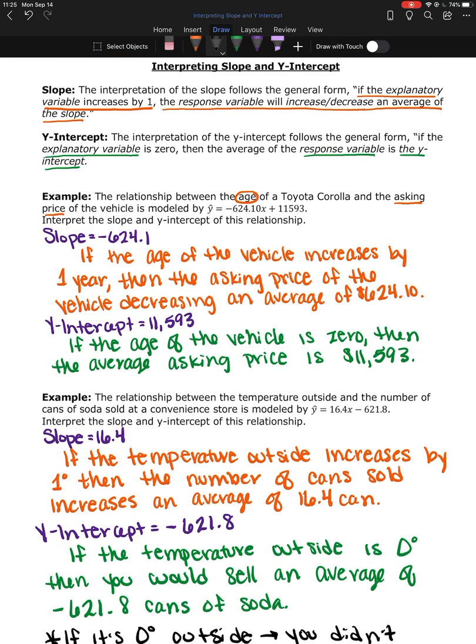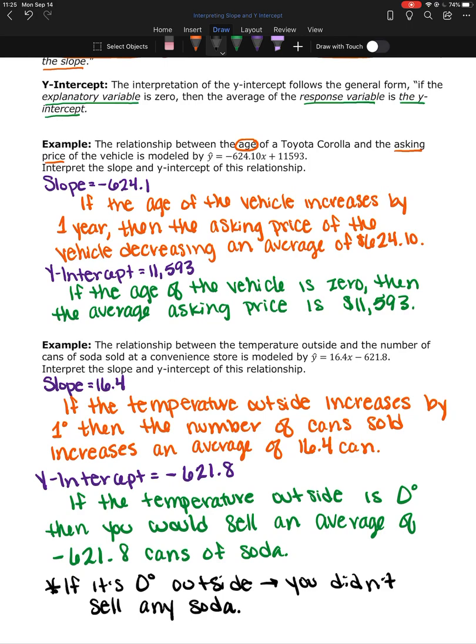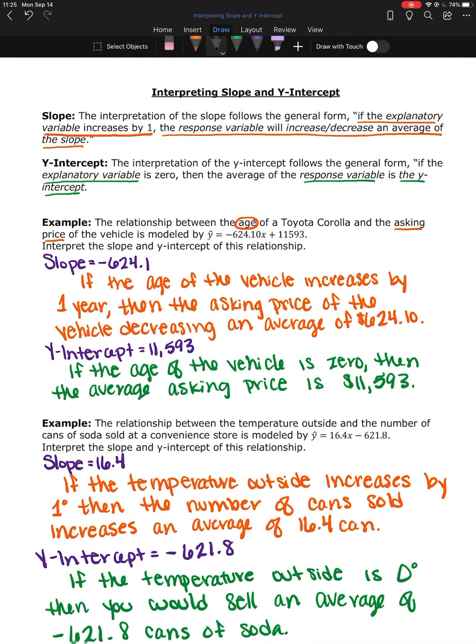So here are two examples of how we can follow this general form, maybe tweaking it a tiny bit, to interpret what the slope and the y-intercept are telling us in the real world. This is what's actually happening with these Toyotas and with these cans of soda. So there you go.